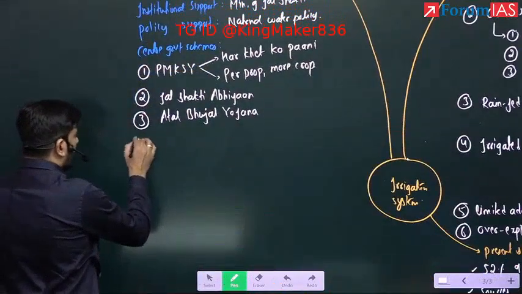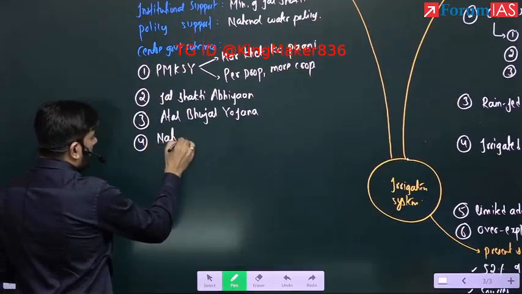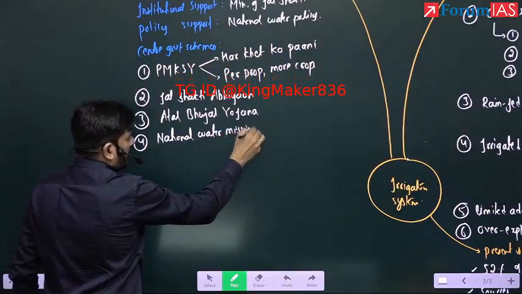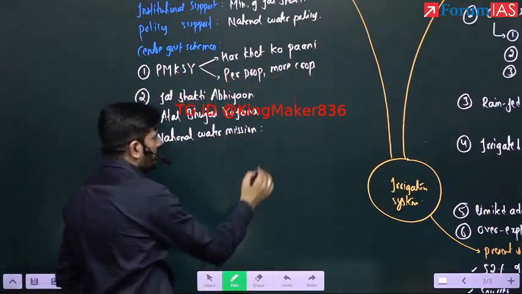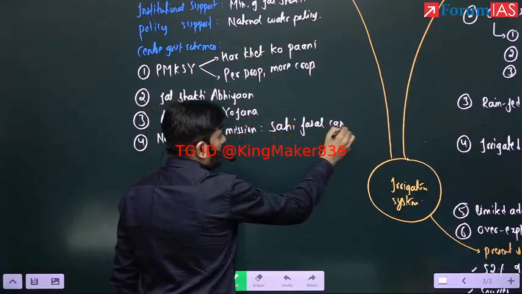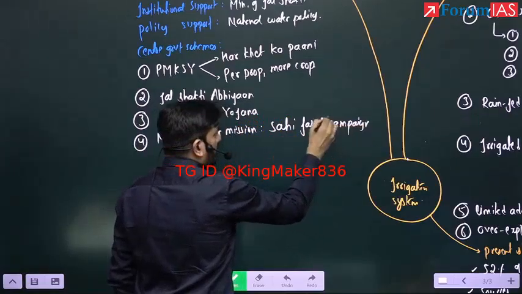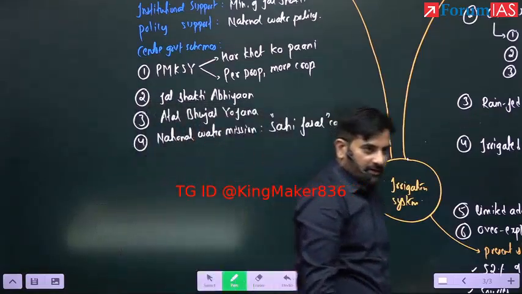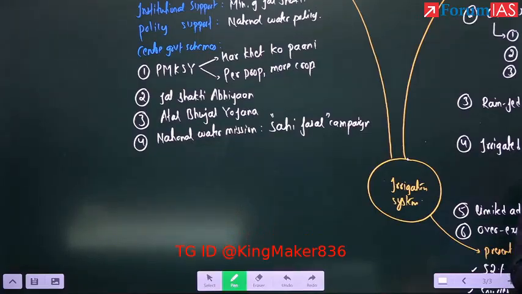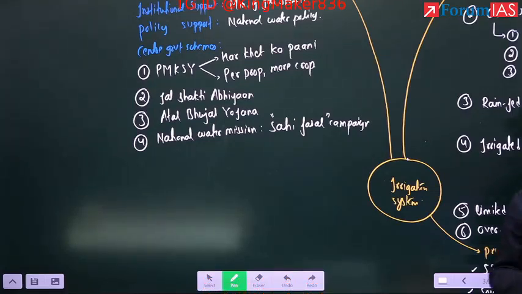Then we have National Water Mission. Under this National Water Mission, we have started a campaign called Sahi Fasal Campaign. Any idea what this could mean? Yeah, it's basically to bring awareness among the farmers to go for crop diversification. Give up, let's say, cultivation of rice, wheat, sugarcane, and shift to pulses and oil seeds.